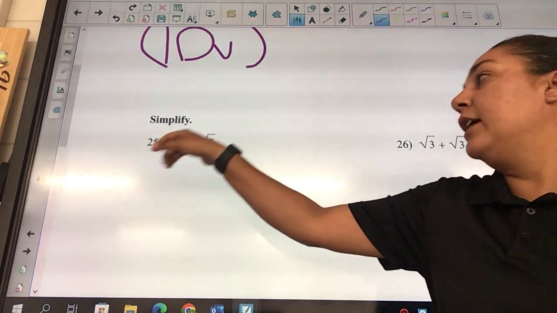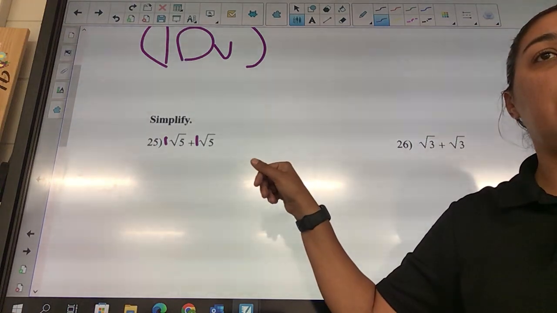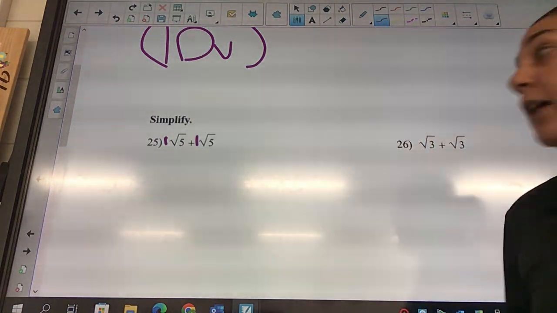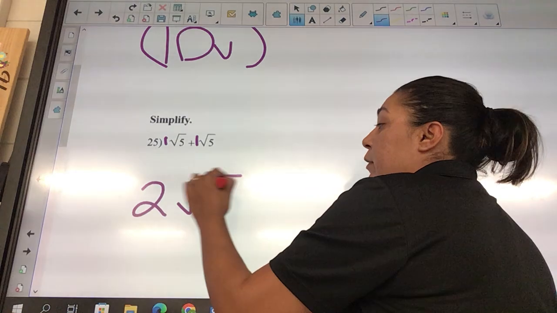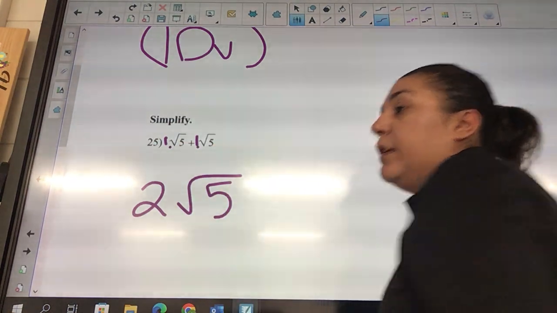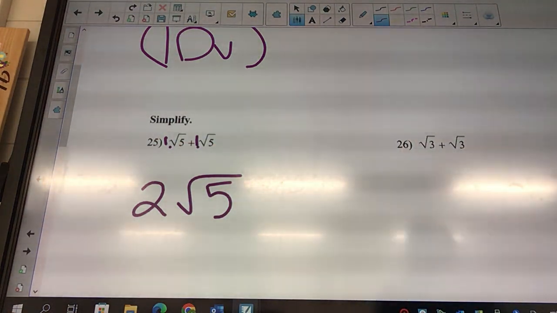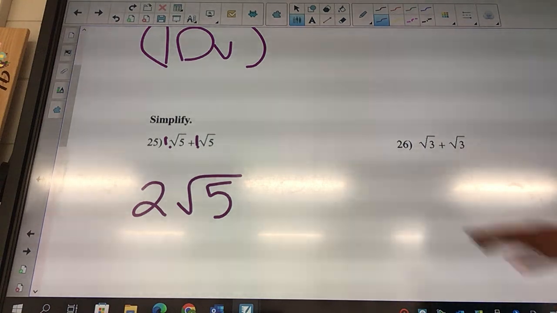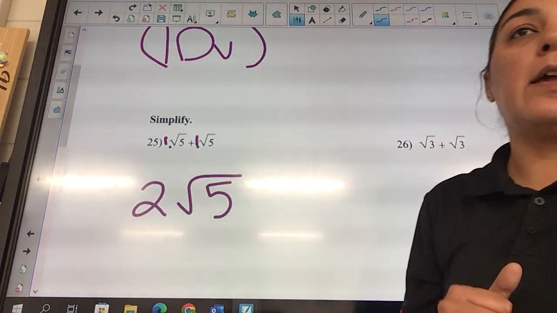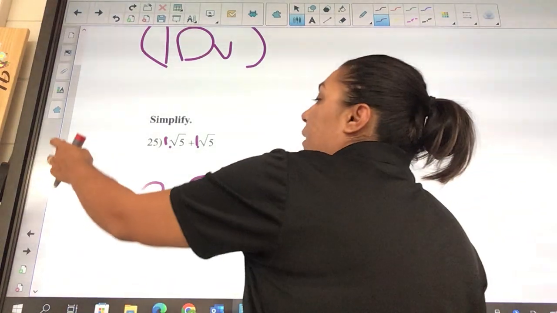Even if I had a 30 and a 2 here, it'd be 32 square root of 5. The square root of 5 stays there. So it's going to really be 2 square root of 5, because 1 plus 1 is 2, and we keep the inside the same. But if 1 was like a 6 and 1 was a 5, we can't put those together. They got to be perfectly the same.